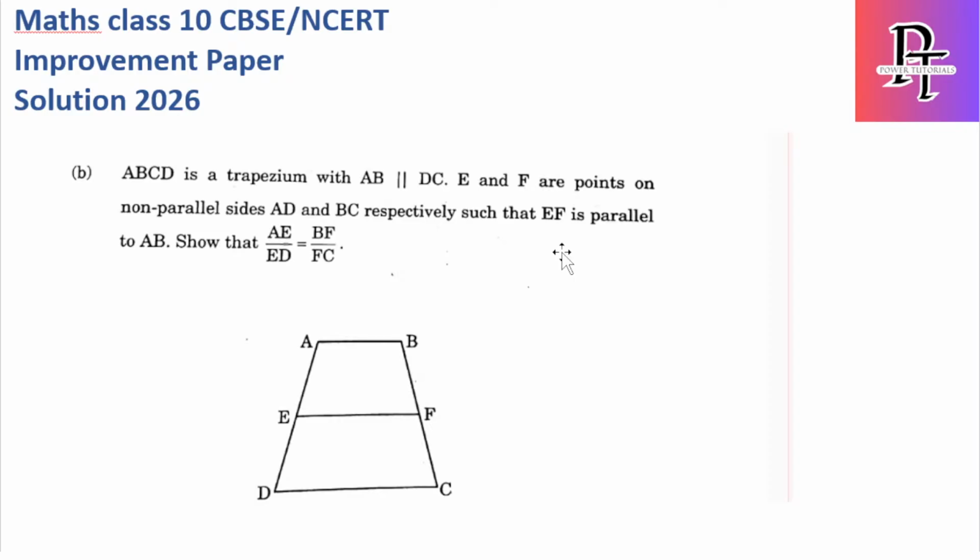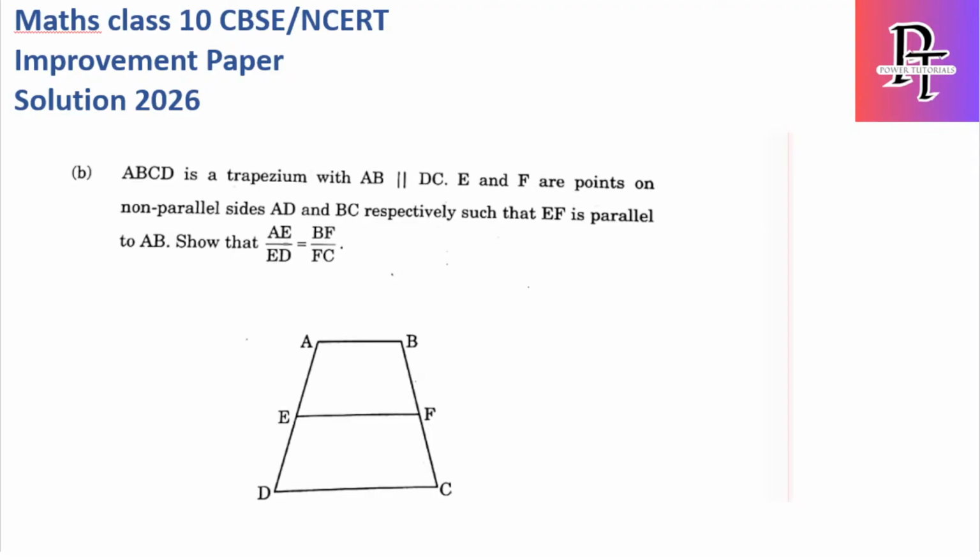So ABCD is a trapezium with AB parallel to DC. E and F are the points on the non-parallel sides AD and BC respectively, such that EF is parallel to AB. Show that AE by ED is equal to BF by FC. So we'll see how to prove it.